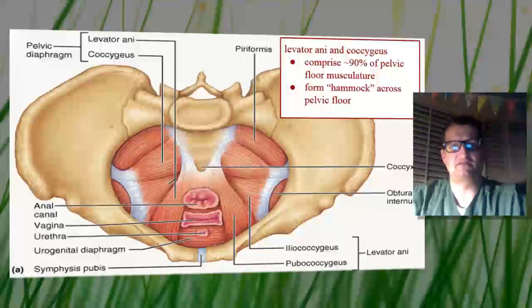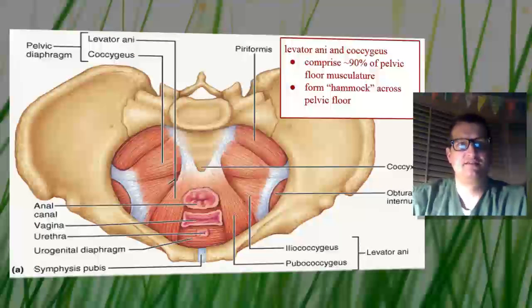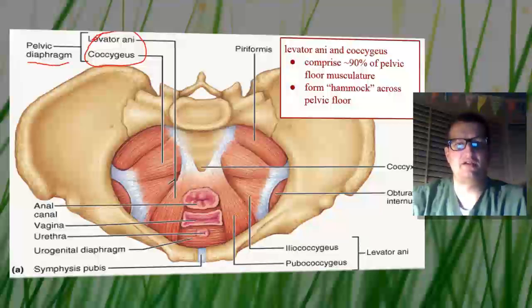The pelvic muscles are pretty easy because the levator ani and coccygeus muscles here make up the pelvic diaphragm, which is 90% of the entire pelvic floor. So these two muscles basically make up almost everything. And then the piriformis is just this small, relatively smaller muscle back here that makes up the rest.